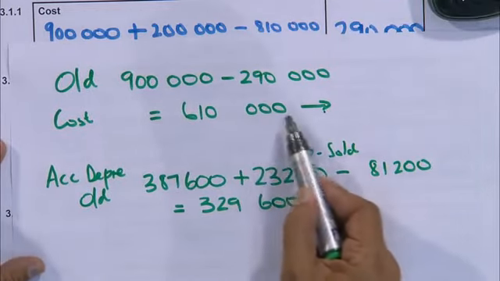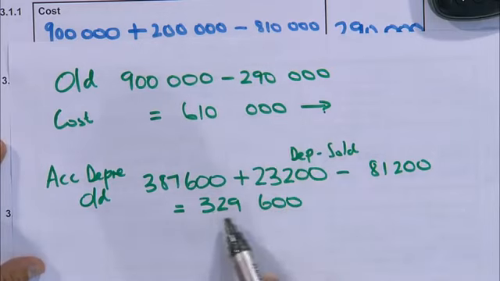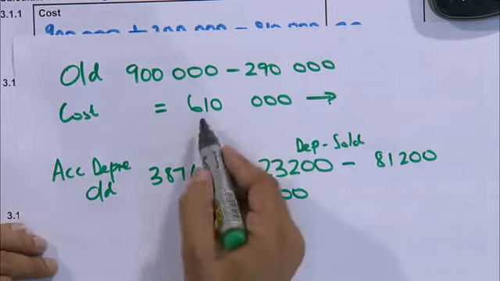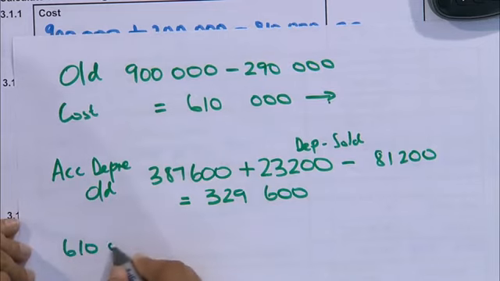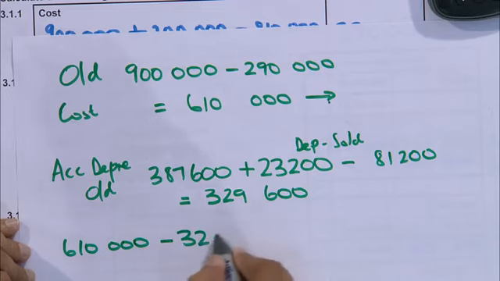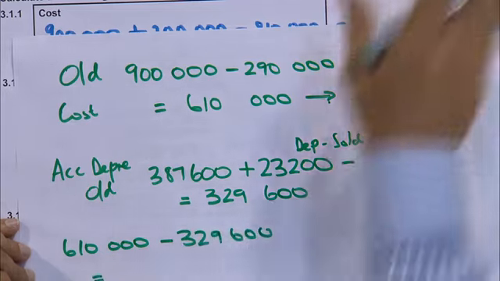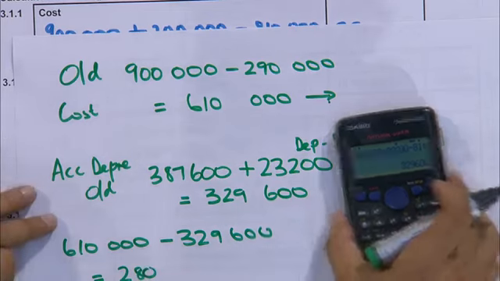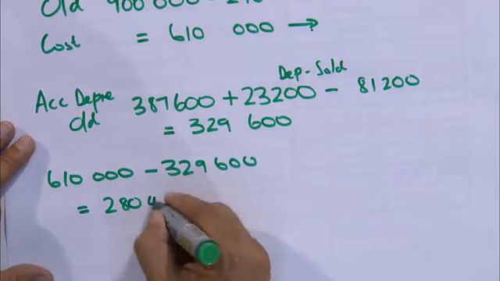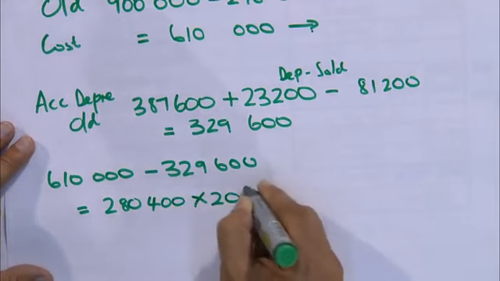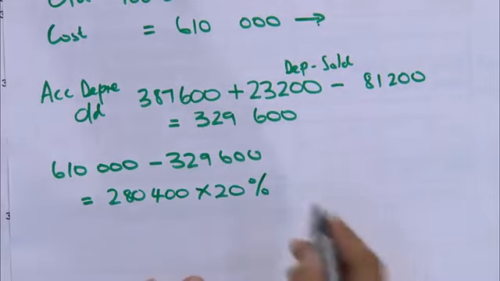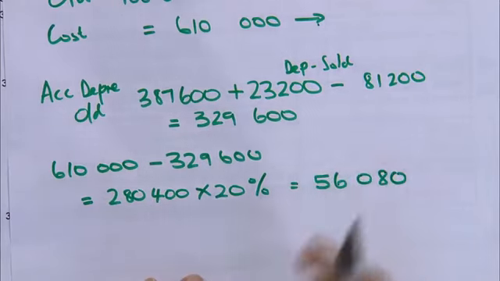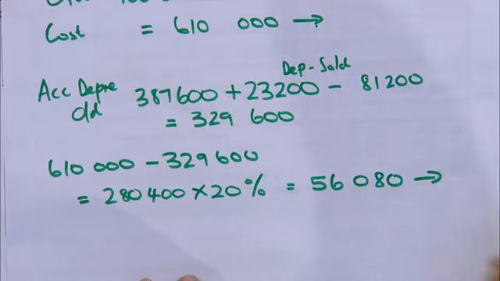Okay, right, so what do I do with this information? That is the cost of the old vehicle, and this is the accumulated depreciation that belongs to that cost of the old vehicle. So now when I do the calculation, I've got to go 610 minus 329,600, which gives me an answer of 280,400. And I multiply that by 20% because now I have that old vehicle for the whole year. That will give me an answer of 56,080. Okay, so this is the depreciation on the old.